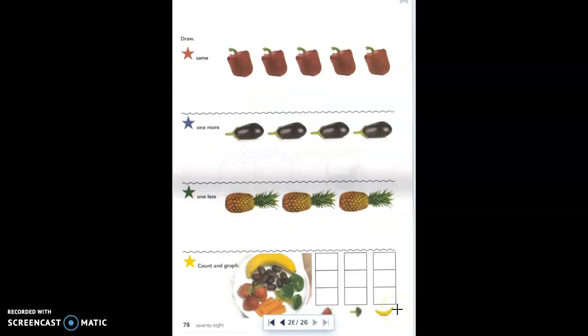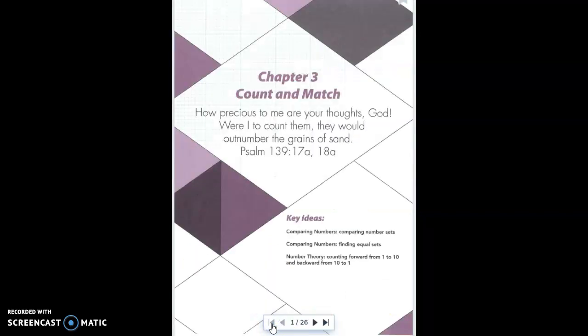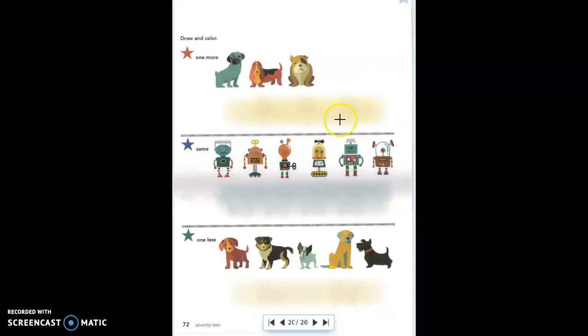Whoopsie. Okay, now we're on the right page. This is page 72, and on the back of this, we are going to complete the instructions, okay? We're still comparing numbers, okay?